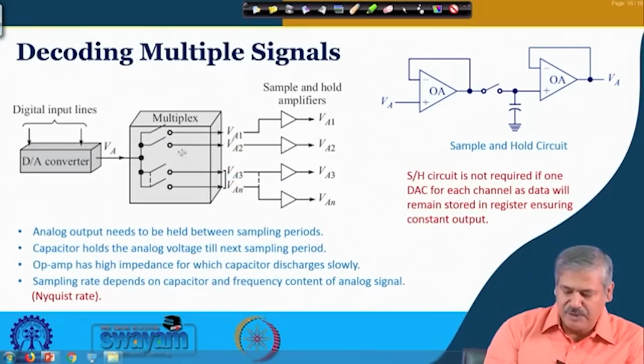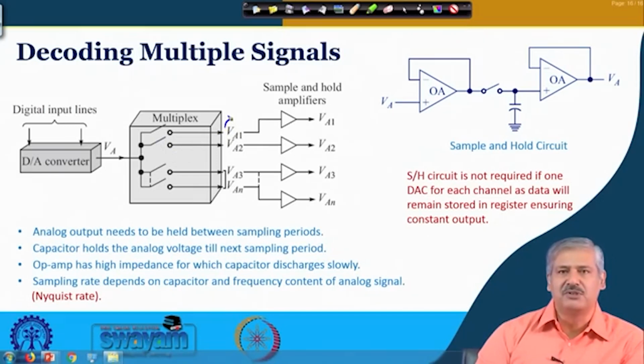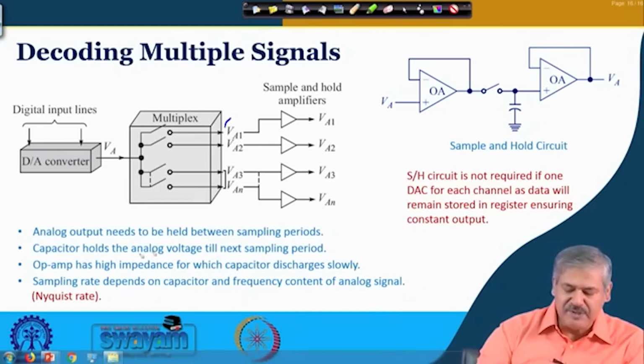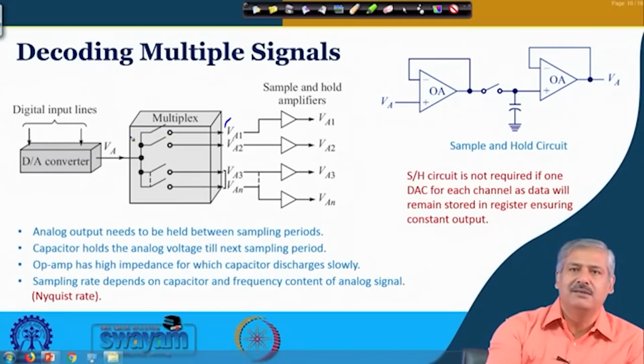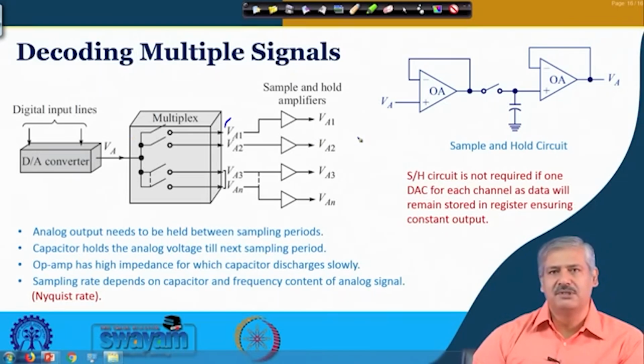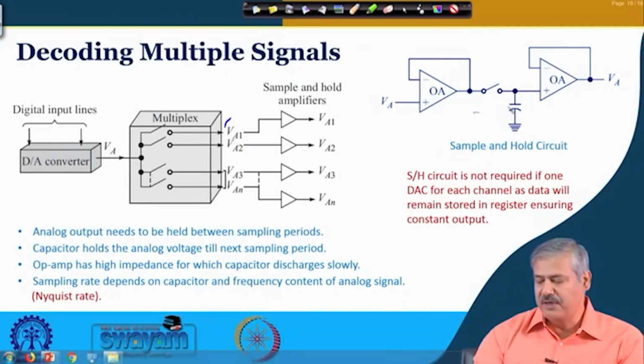once it comes over here, what will happen to this output? For this we need a sample and hold circuit till it comes back and reads the same digital input signal and passes to the output. This is the necessity of having a sample and hold circuit if you are trying to decode multiple digital input signals using one DAC. Is it clear? And for that, what we use at the output of it, this is the buffer, right.